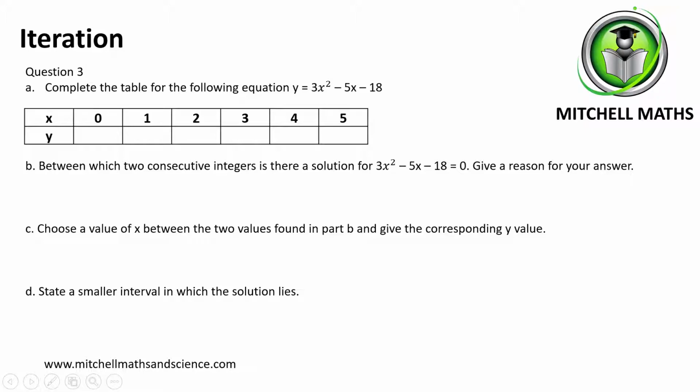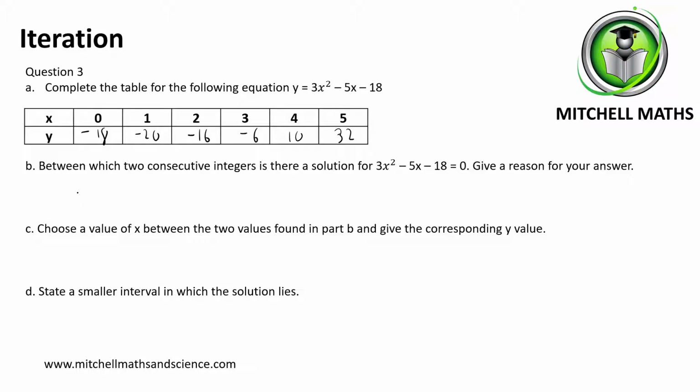Question 3. Complete the table for the following equation. Well, you saw me doing a similar thing in the last question. All you're going to do is input those values, x equals 0, x equals 1, x equals 2, into that equation. And if you do that, you will get minus 18, minus 20, minus 16, minus 6, 10, and 32. And you can have a go at that if you want.